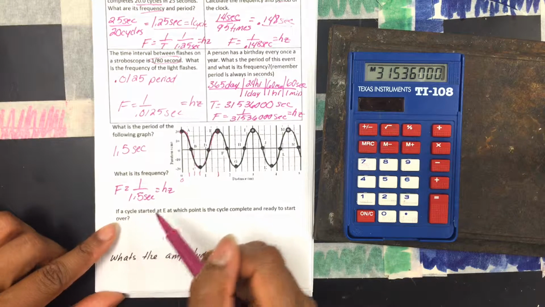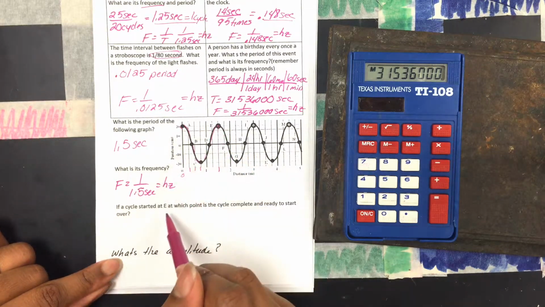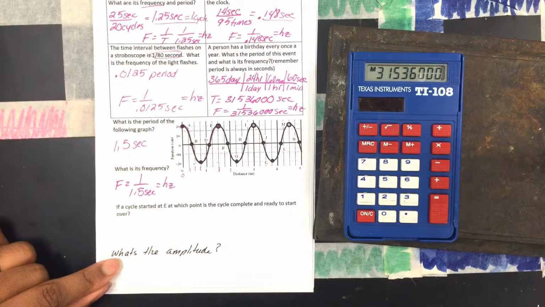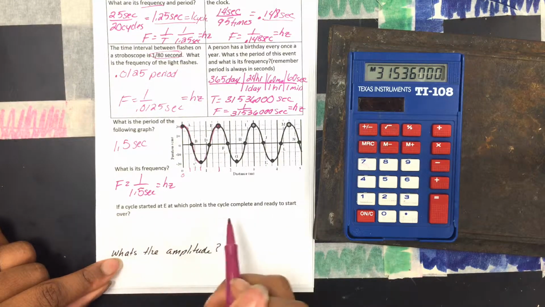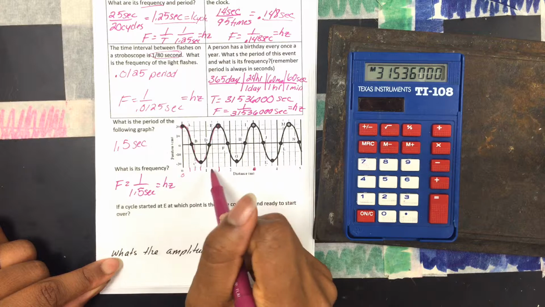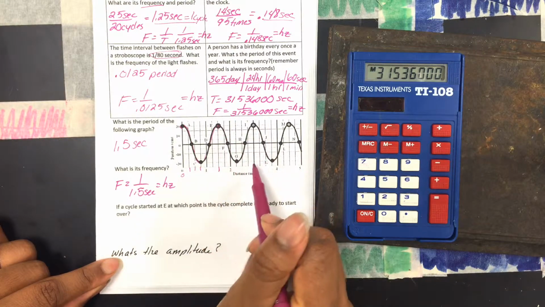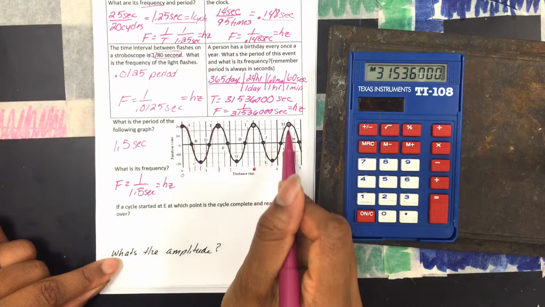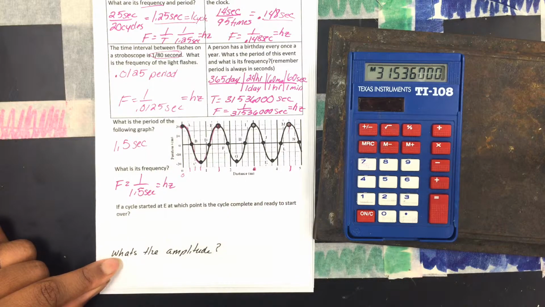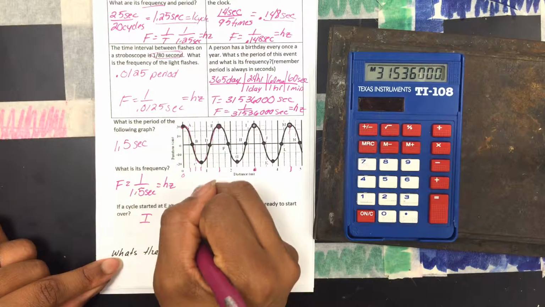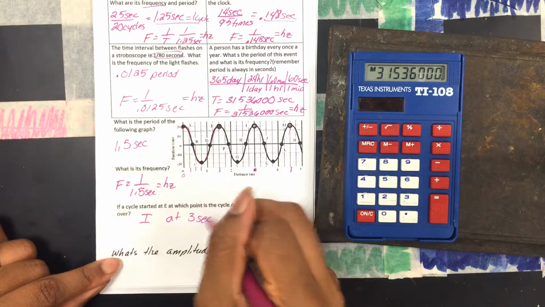If a cycle started at E, right here, at what point is the cycle complete and ready to start over? Sorry, I got a little sidetracked. Well, if it starts here at E, the next time will be at the 3, because that will be another 1.5 seconds. And then it should be done at the 4.5, and it is right here at the 4.5. So it will be ready to start over at I, or at 3 seconds, or 3 meters, because it says meters down here.